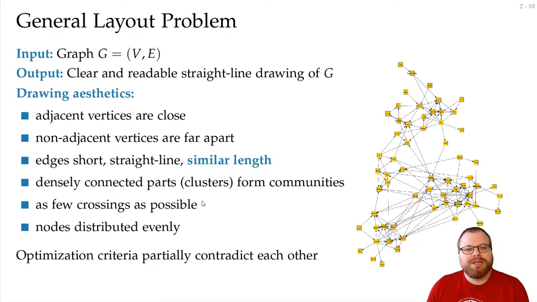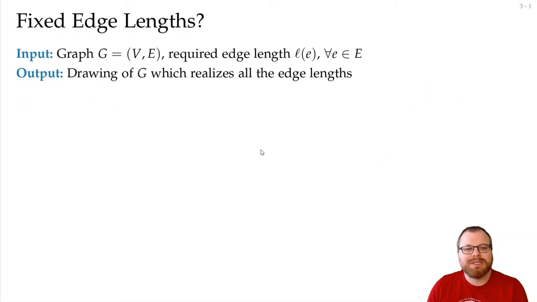Before we do that, there is one aspect that I want to focus a bit more on first, which is this similar length part. That's something that we haven't done before. So if we only want to focus on this, then our question looks like the following. We have an abstract graph, and for every edge, we have a required edge length. And then the output is a drawing where we realize all the edge lengths.